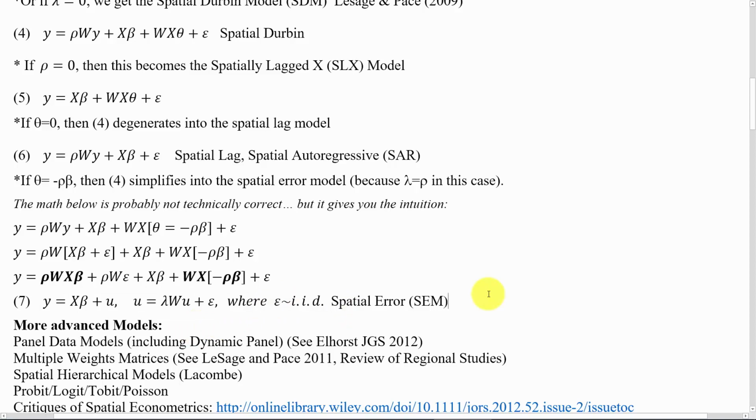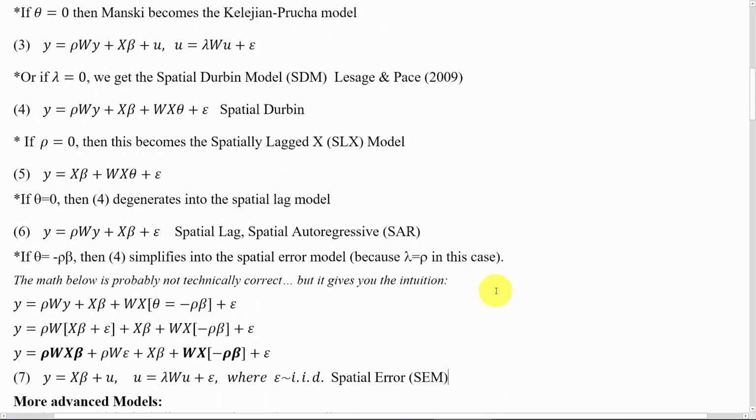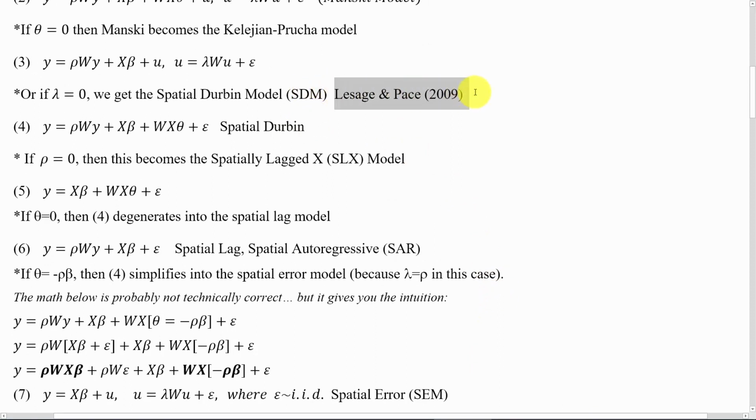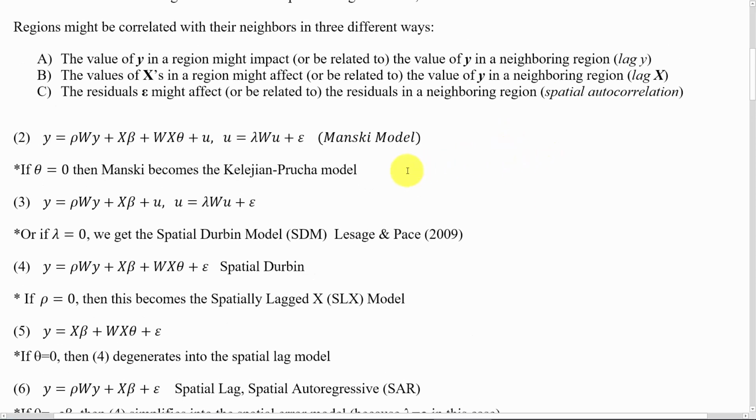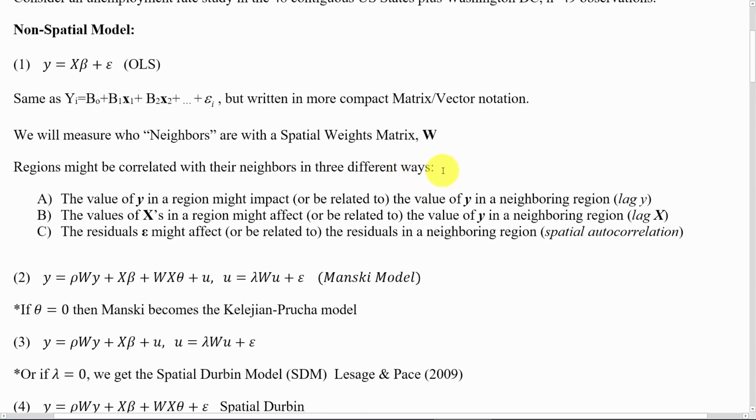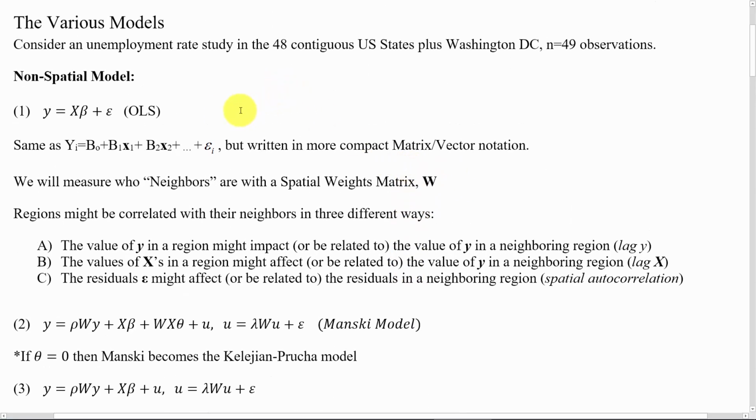Now, another common way, so that's one of the big camps, is the Lesage and Pace camp, and that's where I put myself. But I also appreciate the other arguments that are out there. Let me just very quickly tell you about the other main camp. The other main camp is Luke Anselin and his group.